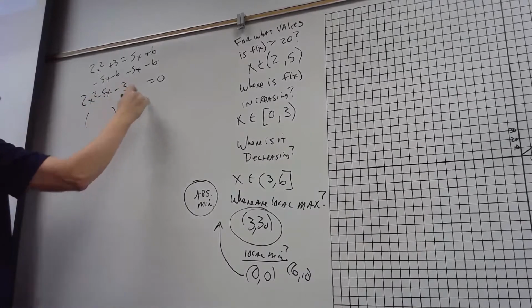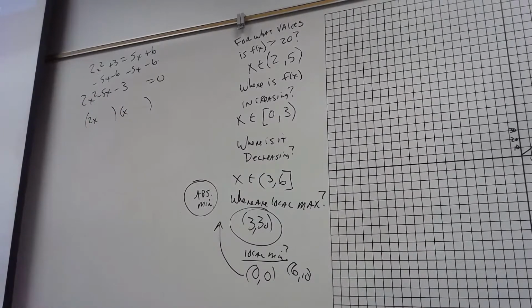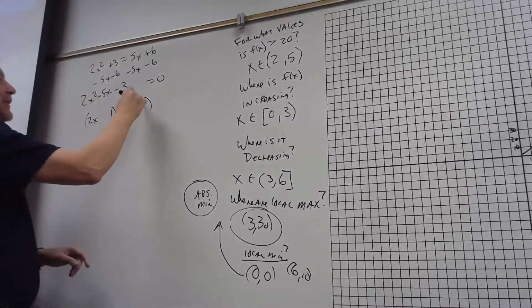Factors of 2x squared are? 1 and 2. Yeah, 2x and x. Factors of 3. 3 and 1. Where should I put the 3 and the 1? The 1's there, and the 3 is there.